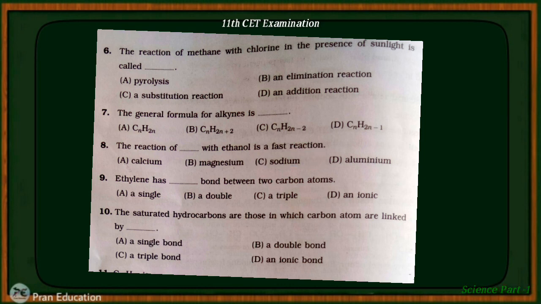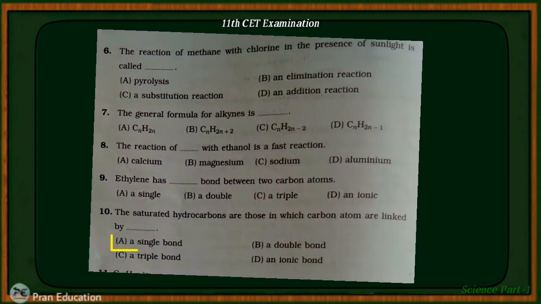Sodium. Ninth, ethylene has dash bond between the two carbon atoms. Options: A. Single bond, B. Double bond, C. A triple, and D. An ionic. The correct option is option B, a double. Tenth, saturated hydrocarbons are those in which carbon atoms are linked by dash. Options: A. Single bond, B. A double bond, C. A triple bond, and D. An ionic bond. The correct option is option A, a single bond.